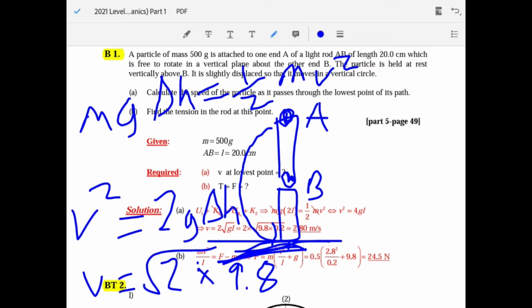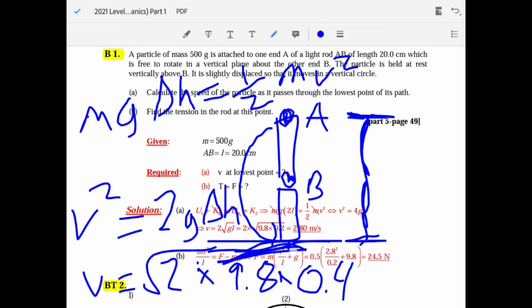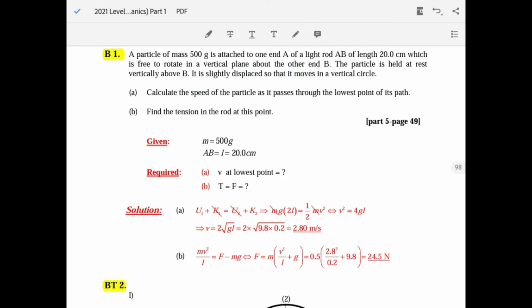And what's delta h? Delta h is from that point where we measured the potential energy to that point where we are now. So it's the length of two rods, and the length of one rod is 0.2, so length of two rods is 0.4, so times 0.4. So radical 2 times 9.8 times 0.4, and you should get that answer.